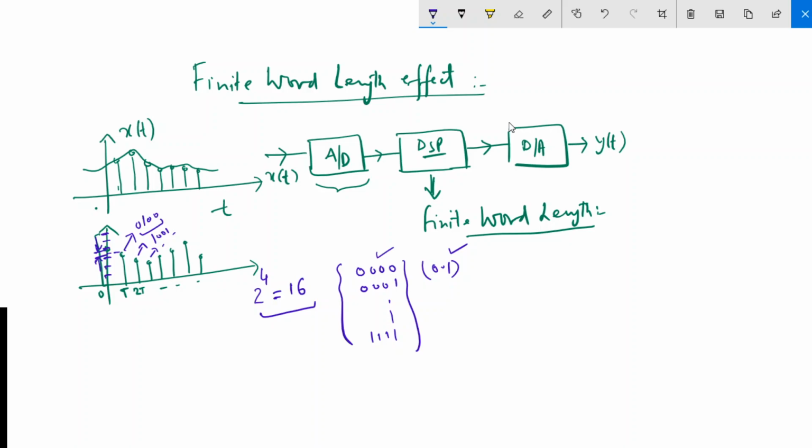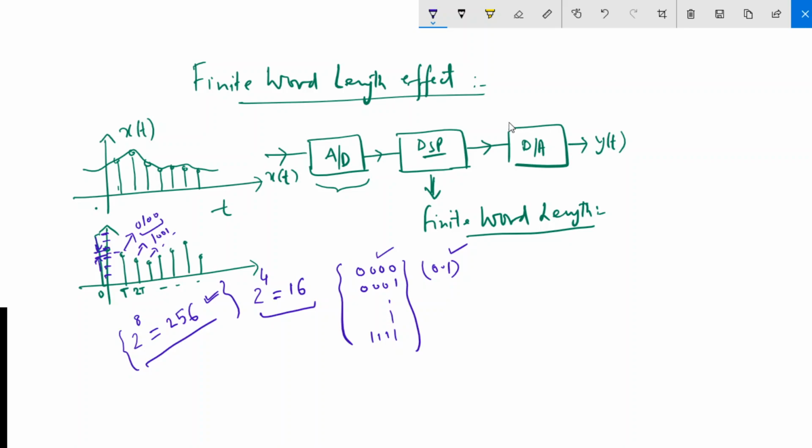Now this finite word length effect can be minimized if you increase the word length. That is, in place of 4 bits, if I use an 8-bit processor, my number of levels will be 2 raised to power 8, that is 256. So these amplitude levels will now come close to each other. As a result, this quantization error will be reduced. So you can minimize this by increasing the word length of the processor, but you cannot totally eliminate it, and it is an irreversible error. You have to tolerate this error in DSP, which is called the finite word length effect.